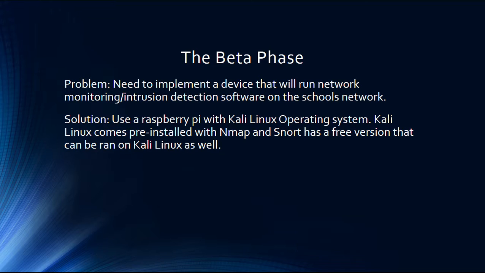So for the beta phase of our project, we came up with a problem, and the problem was we needed to implement a device that will run network monitoring/intrusion detection software on the school's network. And our solution was to use a Raspberry Pi with Kali Linux operating system. And we chose this operating system because it's free. And Kali Linux also comes pre-installed with Nmap. And we decided to also install Snort. And it has a free version, and it can be run on Kali Linux.